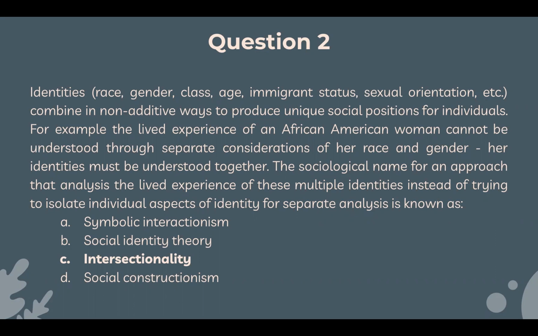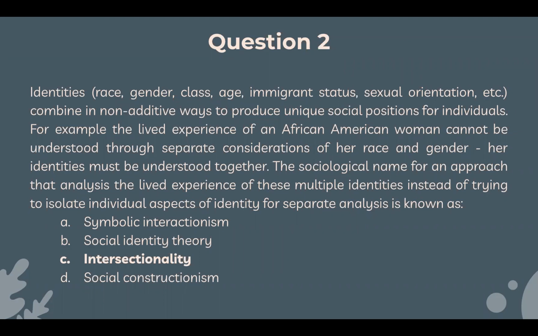Option B is wrong. Social identity theory defines the way that individuals shift their social and personal identities based on who they are talking to. For example, the way I interact with my boss is very different than the way I interact with my friends.